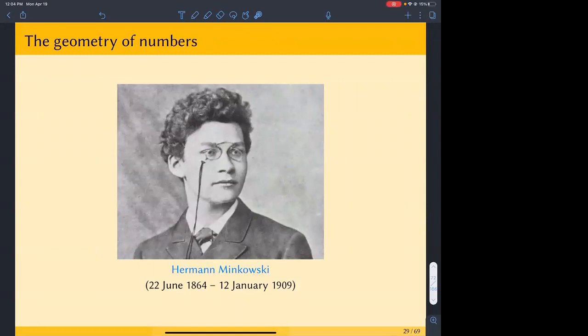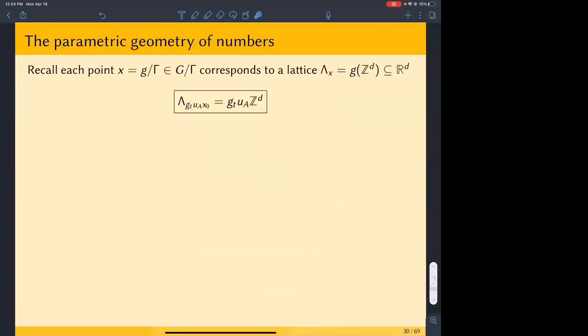Now let me tell you a bit about the parametric geometry of numbers. So this was Minkowski. Remember, Schmidt said the geometry of numbers classically was about one convex body or one lattice at a time, but Diophantine approximation should really be about parametrized sequences or flows of lattices.